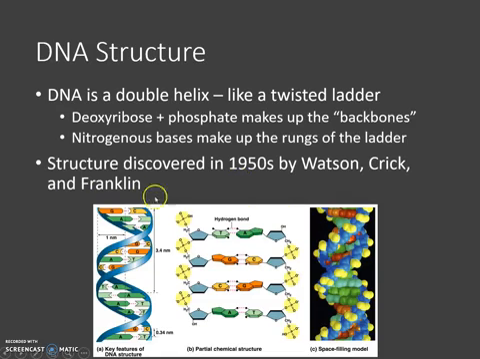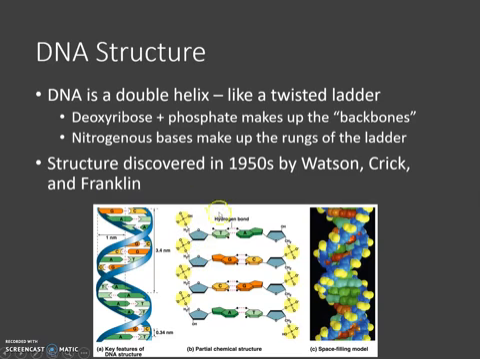Now, if we take a look at the overall structure of DNA, it is a double helix. So imagine a ladder that has been twisted around itself. The deoxyribose molecules and the phosphates make up the backbone. This is this blue strip on the outside here, and you can see them here: deoxyribose, deoxyribose, deoxyribose, deoxyribose, phosphate, phosphate, phosphate, phosphate. So the phosphate connects one deoxyribose to the next deoxyribose.